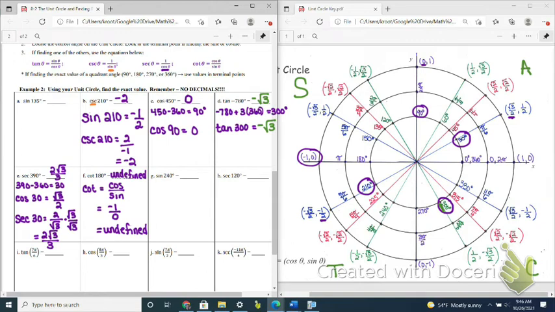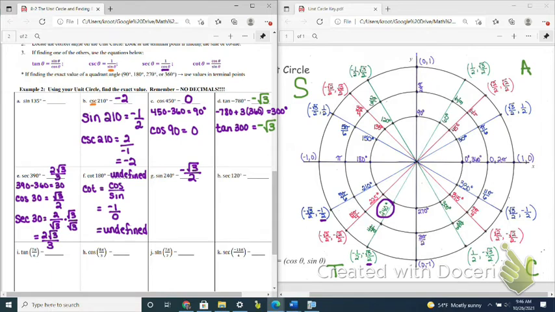Sine of 240. So why don't you pause the video right here, do these next two real quick, and I'll come back and go over them with you. Okay, so hopefully you were able to find the answers. So if I go to 240 degrees, that is right here. The sine is my y-coordinate. So it is simply -√3/2.